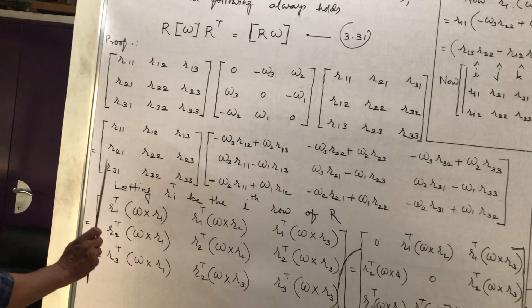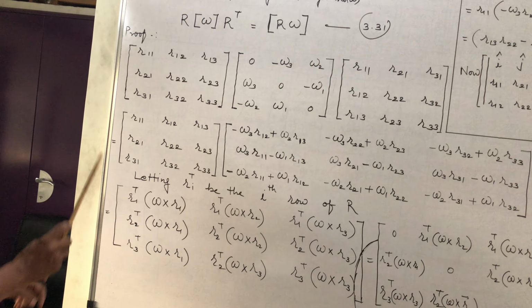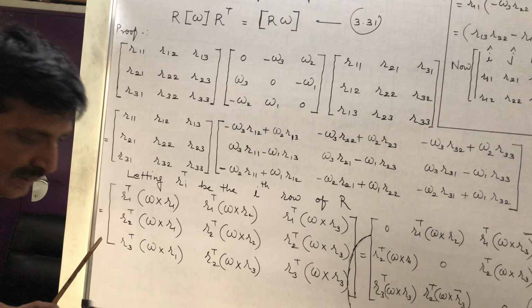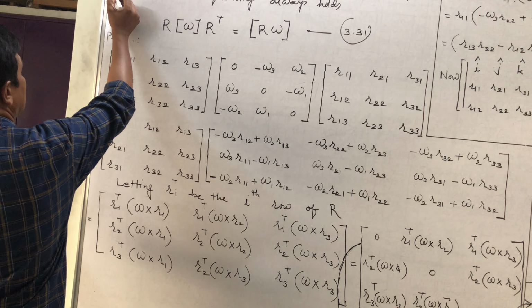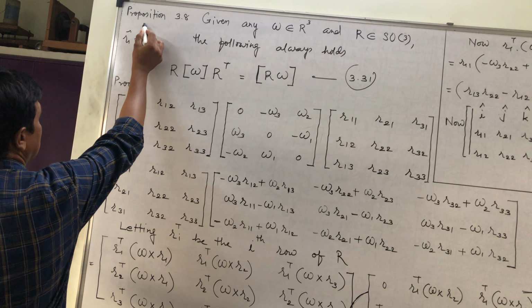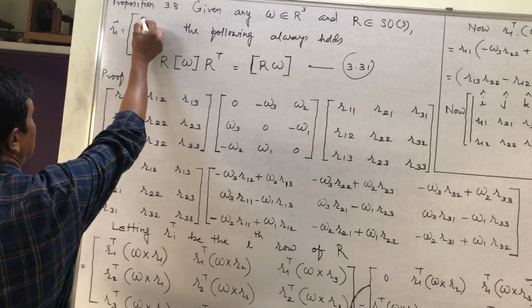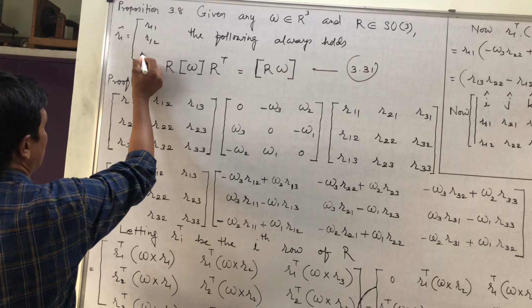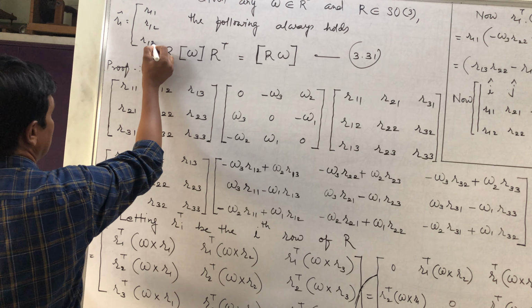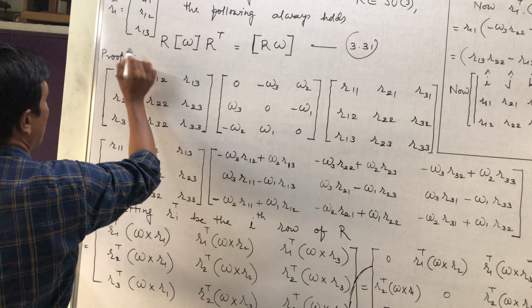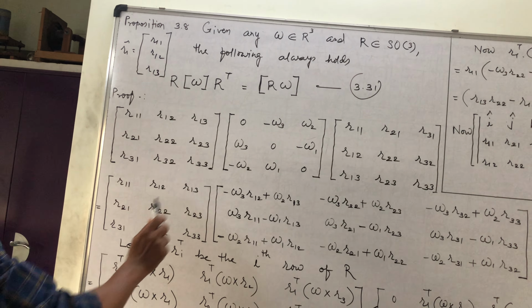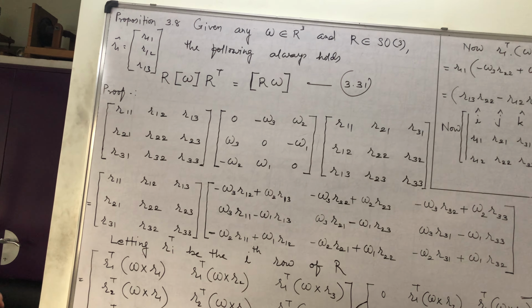Here R1 is R11, R12, R13, this way. R1 is R11, R12, R13. This is a column matrix. Similarly R2, and this one is R3. We have changed the symbol.